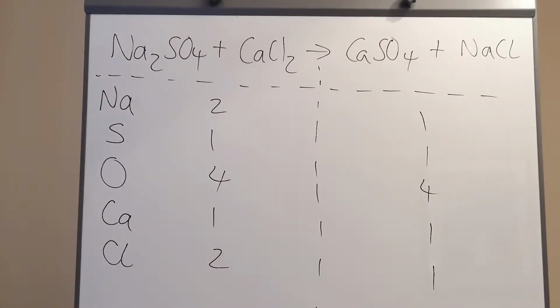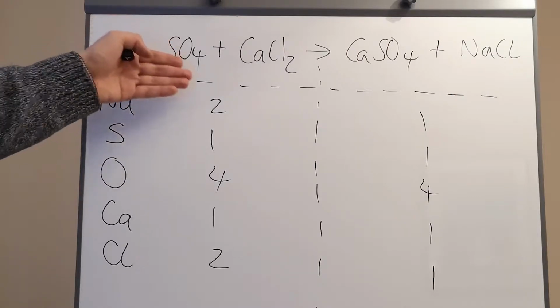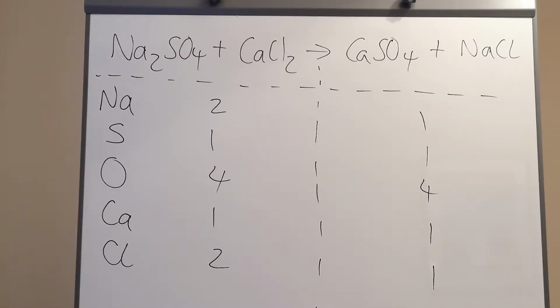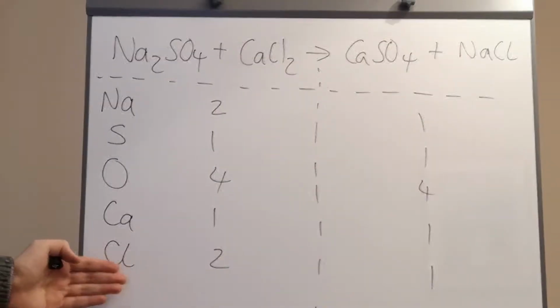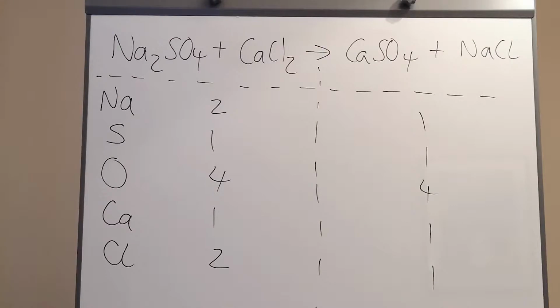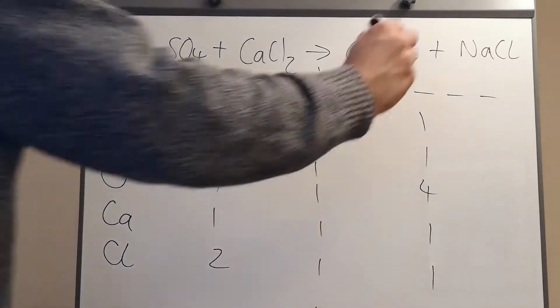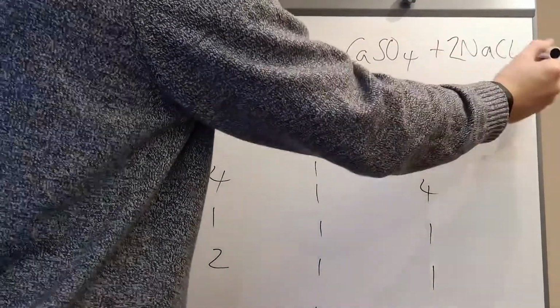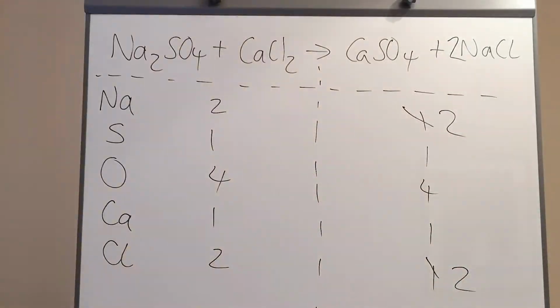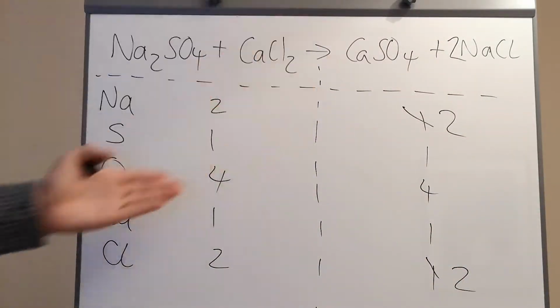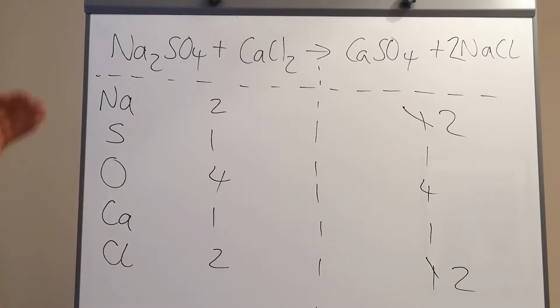So first of all, we can see that there are only 2 different elements that are not balanced in this equation. There are 2 sodium on the left and 1 sodium on the right, 2 chlorines on the left and 1 chlorine on the right. The easiest way to solve this is to just put a 2 in front of sodium chloride, and that gives us both of these balanced. This equation looks quite complicated, but actually there was only 1 step involved to make this balanced.